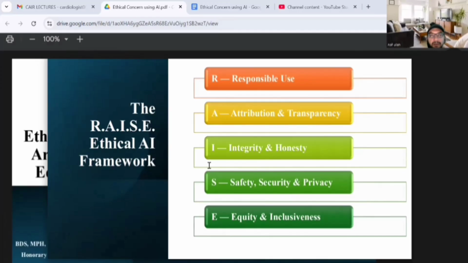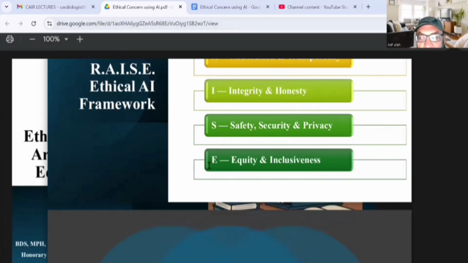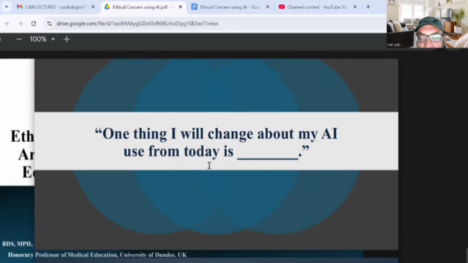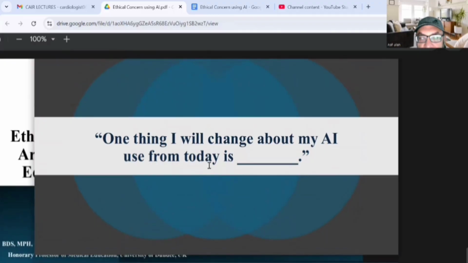We have overviewed the ethical AI framework. The mnemonic is RAISE. R is for responsible use, A for attribution and transparency, I for integrity and honesty, S for safety, security and privacy, and E for equity and hallucinations. You should give one promise today: what you will do when you use AI.